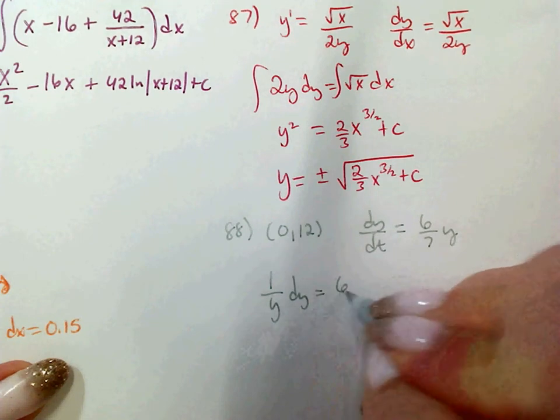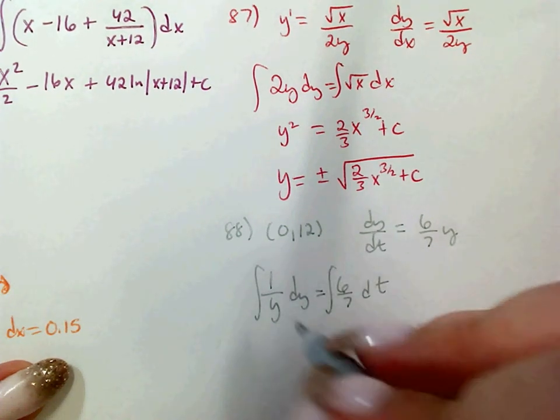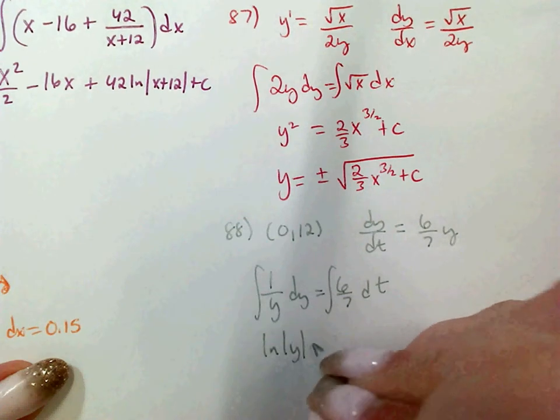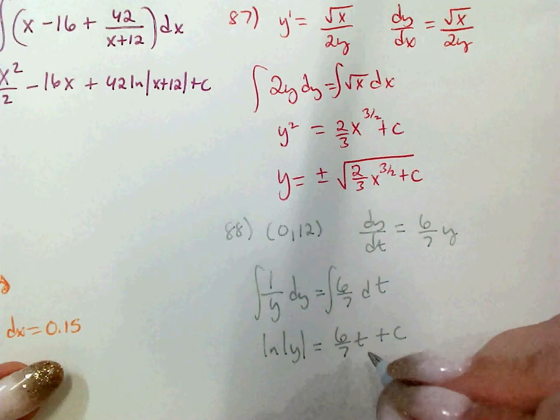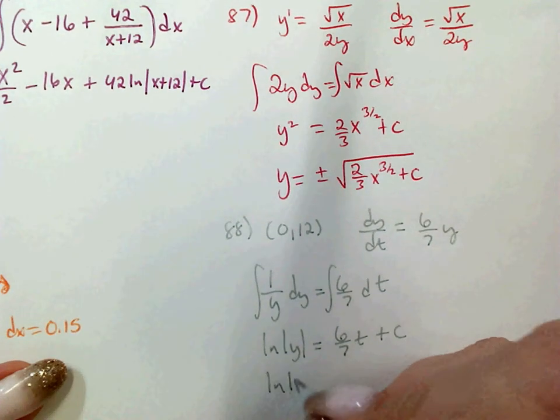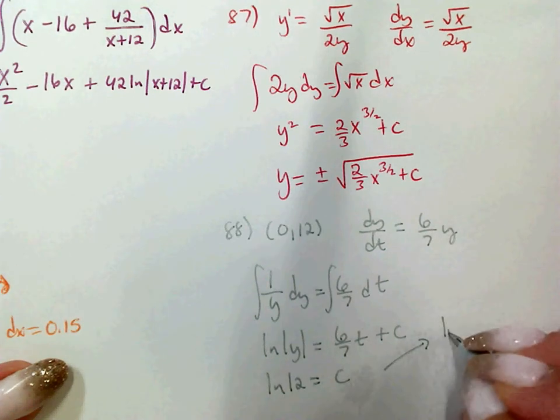The antiderivative of that is natural log of the absolute value of y equals 6/7 t plus c. We're going to plug in (0, 12). So natural log of 12 equals c, which means natural log of the absolute value of y equals 6/7 t plus the natural log of 12.